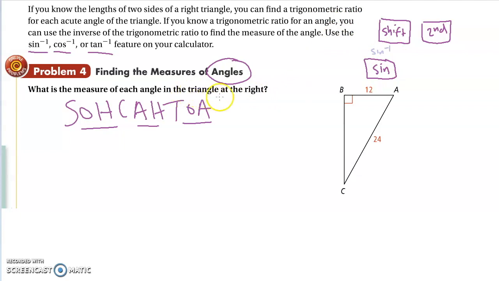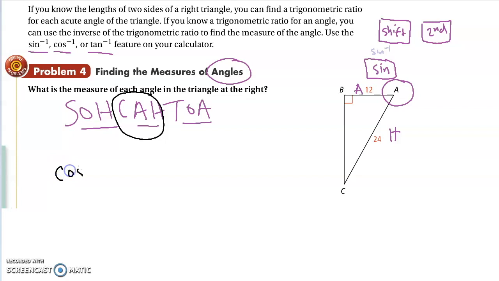Now, what is the measure of each angle of the triangle? So let's figure out the measure of angle A. I'm going to circle my angle, and looking at the information for angle A, what sides do I have? It looks like I have the hypotenuse, which is opposite from the right angle, and I have the adjacent side. So which trig ratio has adjacent and hypotenuse? It looks like we're going to be using cosine.